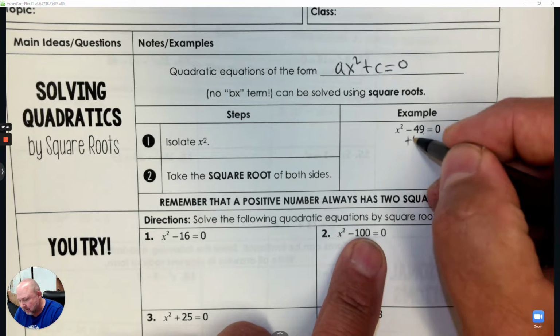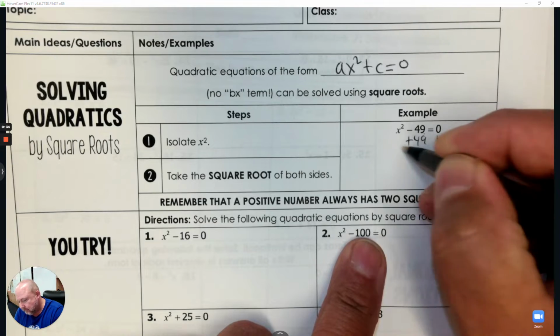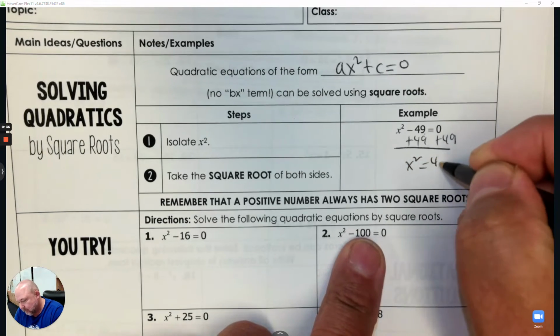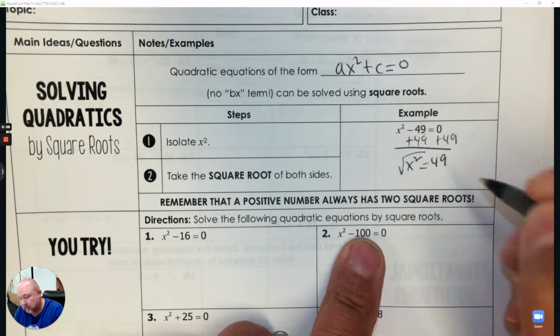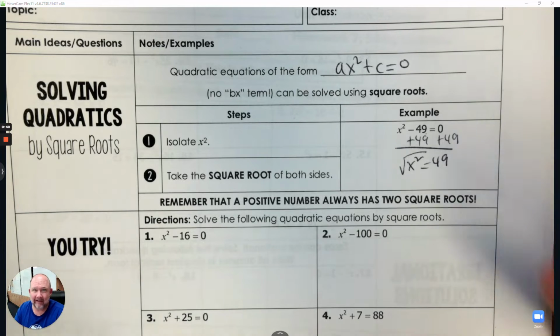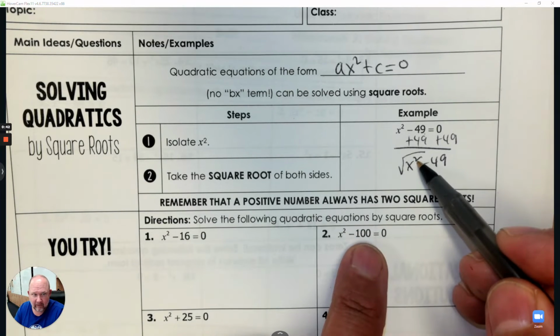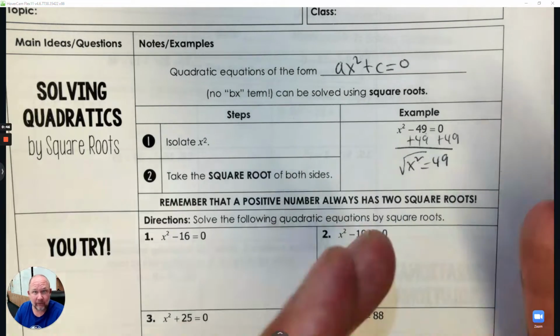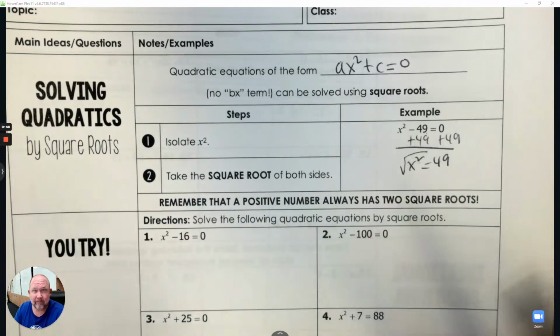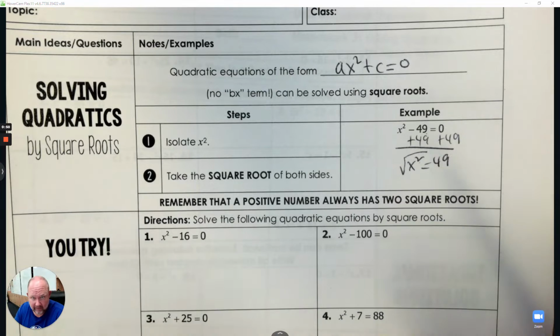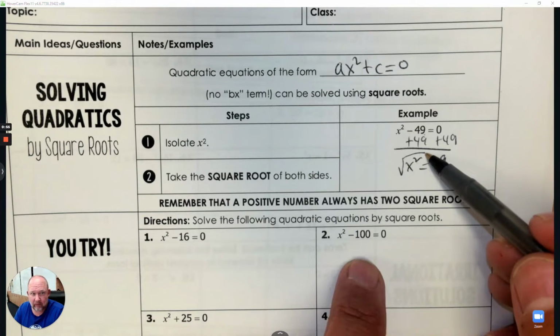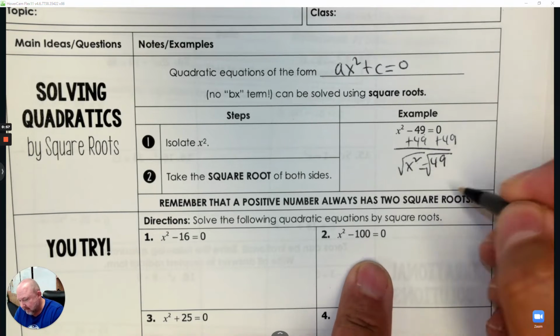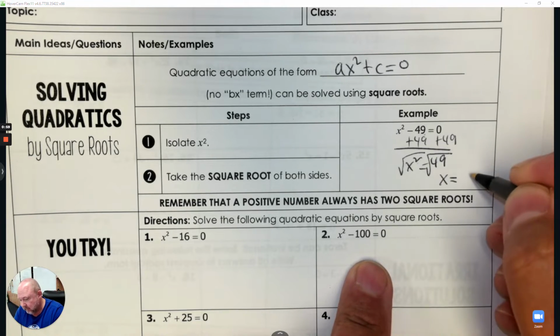We're going to add 49, and then we're going to square root. It's important to know that to inverse a square, it's square root that inverses it. Like adding and subtracting, they reverse. Multiplying and dividing, right? They're connected because they're the inverses of each other. Squaring and square root, they undo each other. And then, what number times itself is 49?